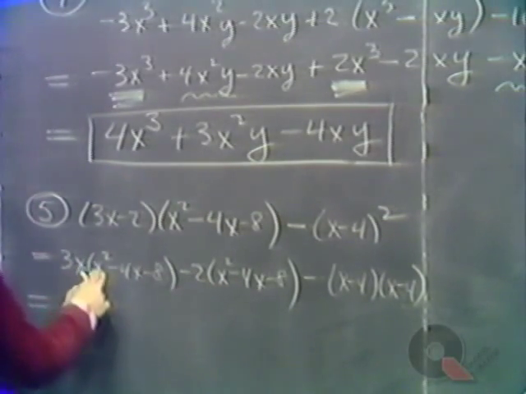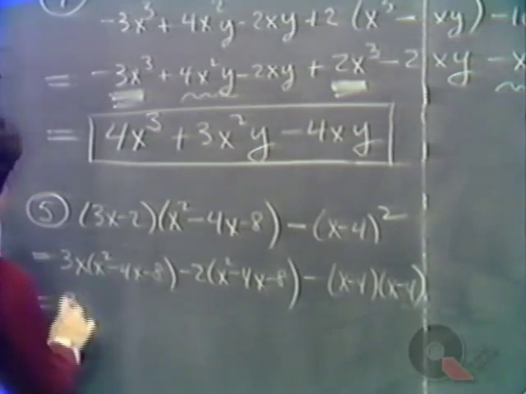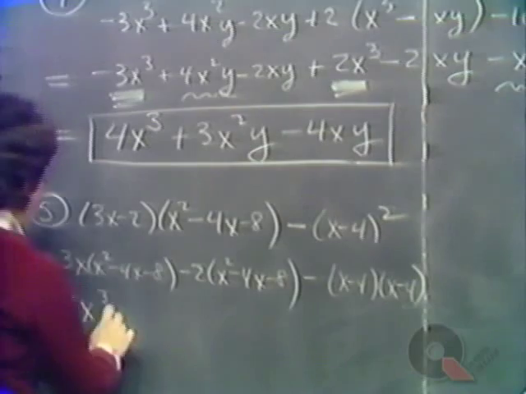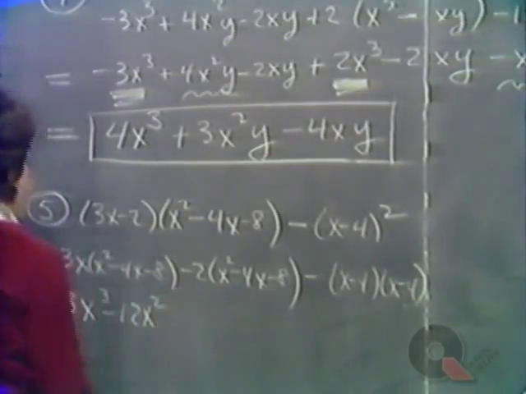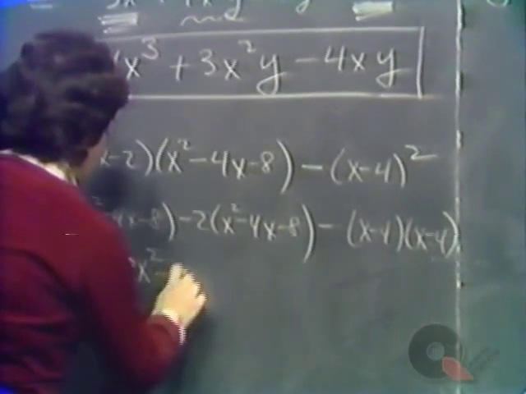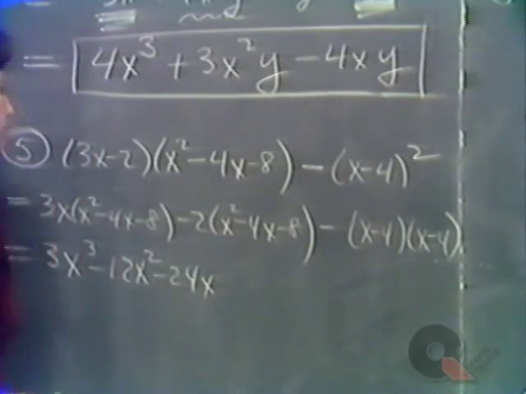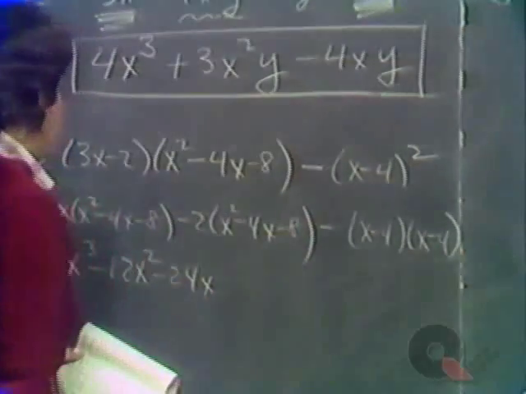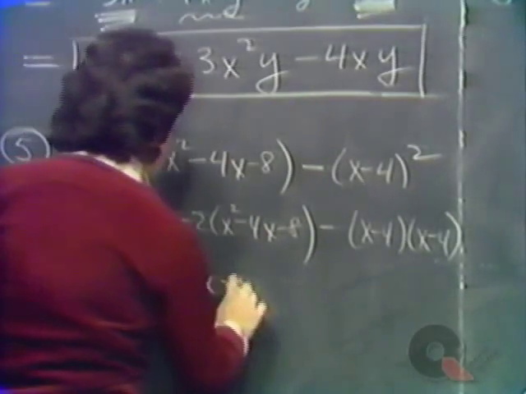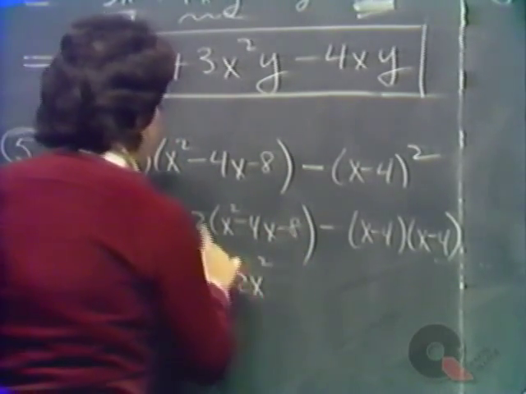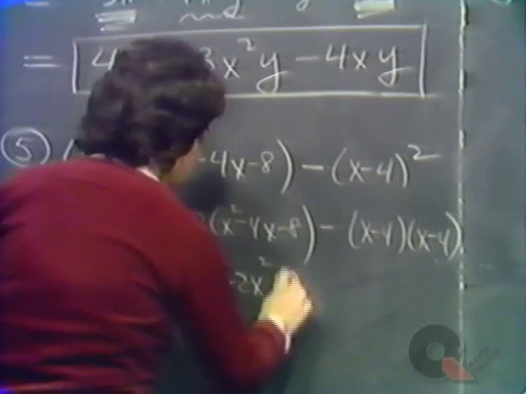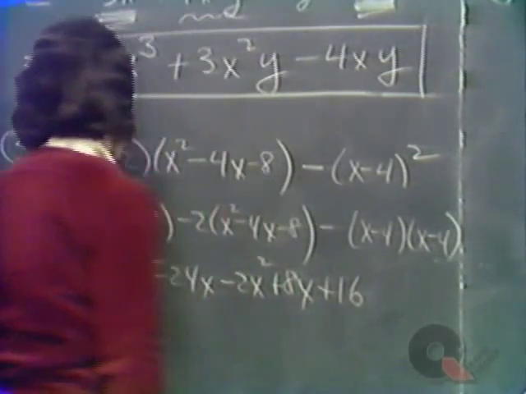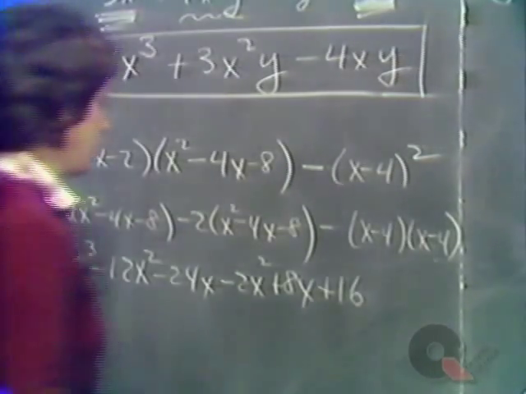And here we will distribute 3x through the parentheses. 3x times x squared gives us 3x cubed. 3x times minus 4x gives us minus 12x squared. 3x times minus 8, that's minus 24x. Now minus 2 to be distributed through these parentheses. Minus 2x squared. Minus 2 times minus 4x, that's plus 8x. Minus 2 times minus 8, that's plus 16. Take away.